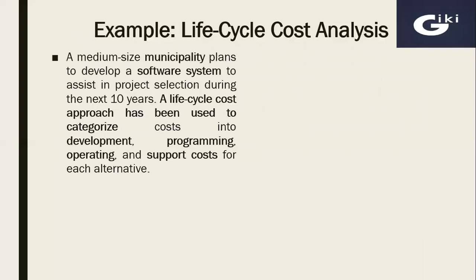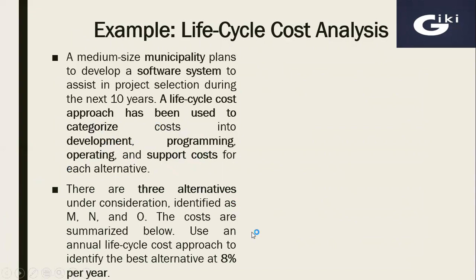Here is an example of how to perform life cycle cost analysis. A medium-sized municipality plans to develop a software system to assist in product selection during the next 10 years. A life cycle cost approach has been used to categorize costs into development, programming, operating, and support costs for each alternative. So we have already defined 4 categories: development, programming, operating, and support costs. Now we do not need to identify these categories. We just need to perform calculations on the basis of these categories.